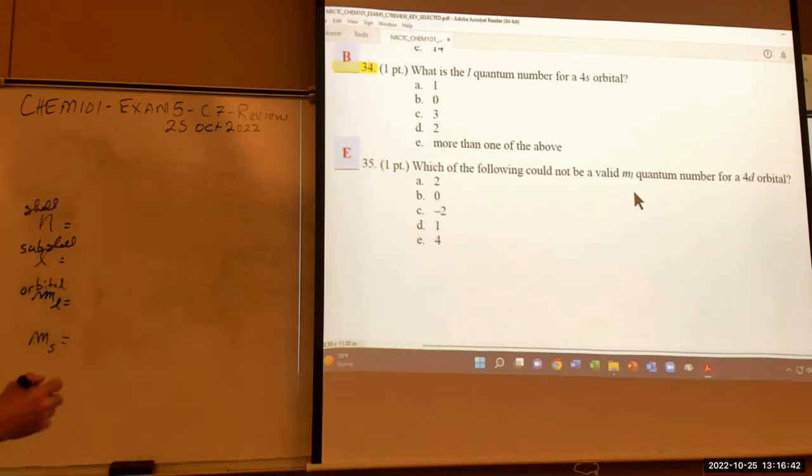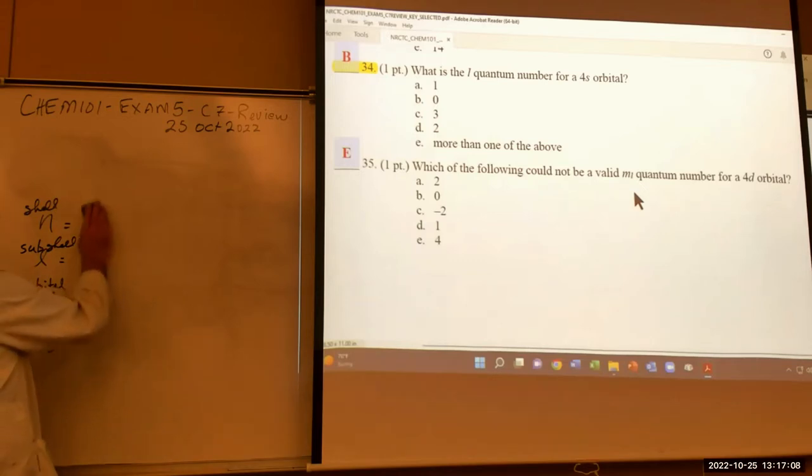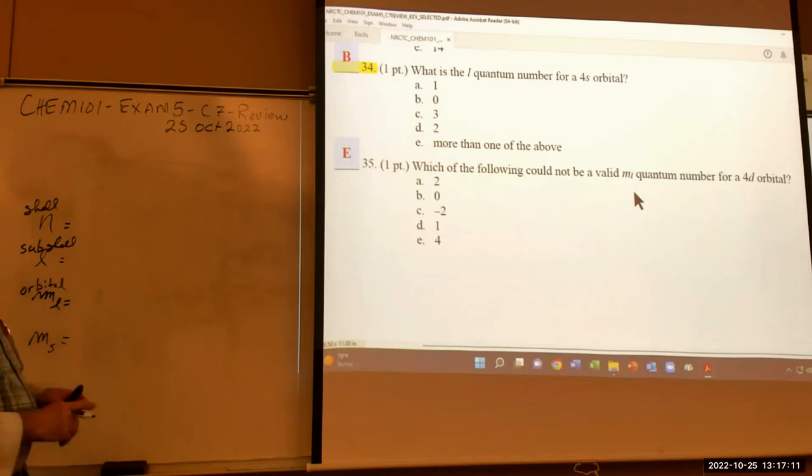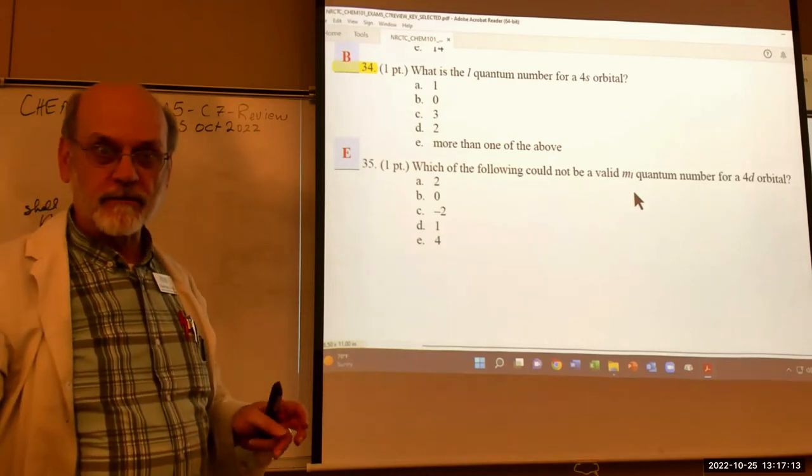All right, 34. What is the L quantum number for a 4s orbital? Okay, 4. What's s? 0, right? That's your answer. It asks you for the L number for S. And S's are always L equals 0. Okay. I didn't write the number up there. For the viewing audience, that was number 34.